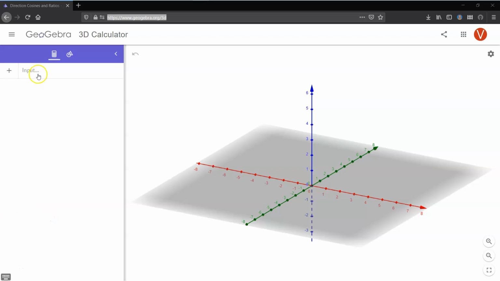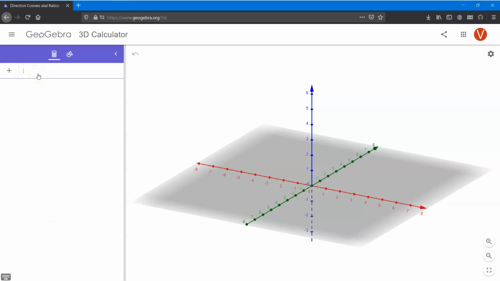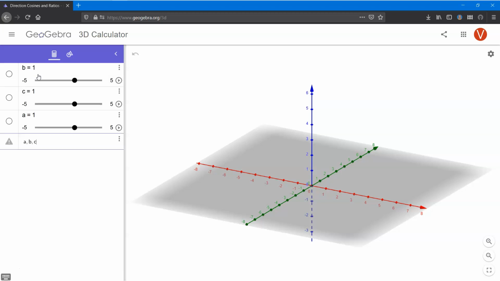Let's look at direction ratios of a vector or a line. To begin with, let's focus on the position vector. So let's say A, B, C. That allows me to create a position vector A, B, C. Let's move it a little bit.